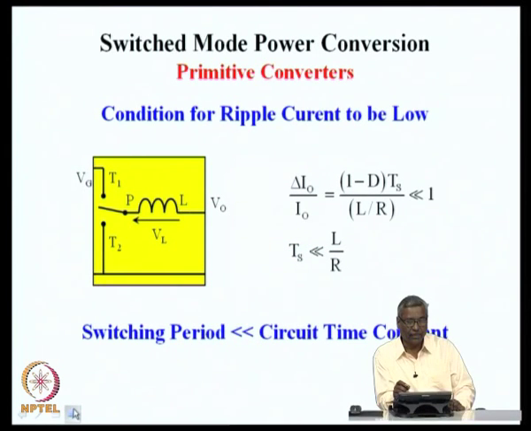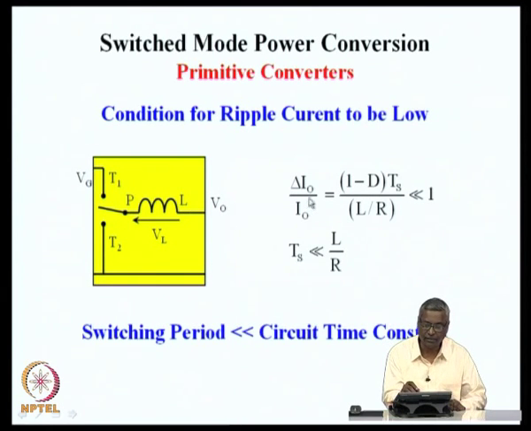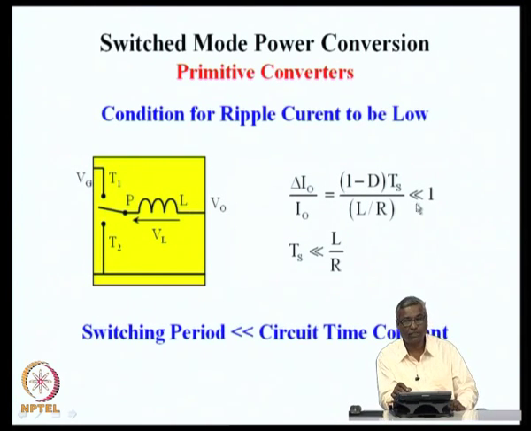So, if the non-ideal condition of ripple current has to be very low, then we can say that this non-ideality, which is delta I naught by I naught, which is 1 minus d Ts by L by R, has to be very much less than 1, or we can alternately say that the switching period Ts has to be very much less compared to the circuit time constant L by R. This is one of the conditions for the non-ideality to be negligible, or for the converter to perform as close to the ideal as possible.